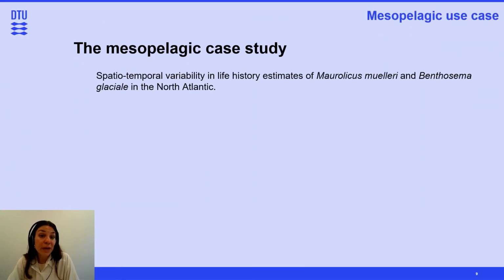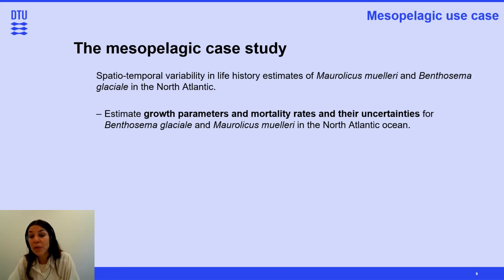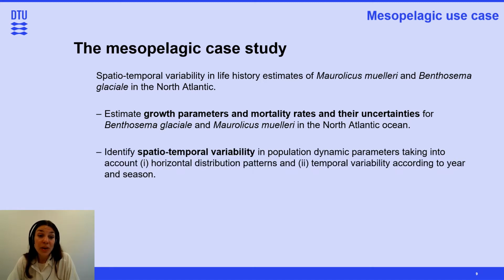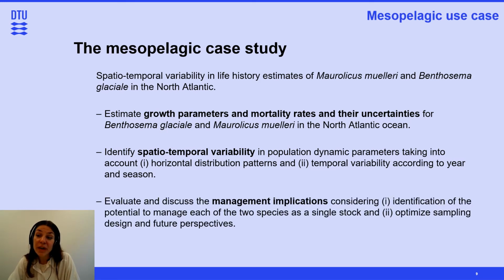And our work had the following specific aims. So first, it was to estimate growth parameters and mortality rates and their uncertainties for both species in the North Atlantic region. Then it was to identify spatiotemporal variability and population dynamic parameters, taking into account both horizontal distribution patterns and temporal variability. And then it was to evaluate and discuss the management implications, the potential to manage each of the two species as a single stock, and possible optimization of sampling strategies.